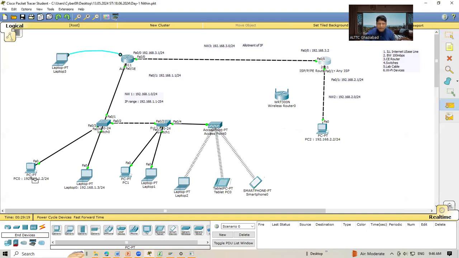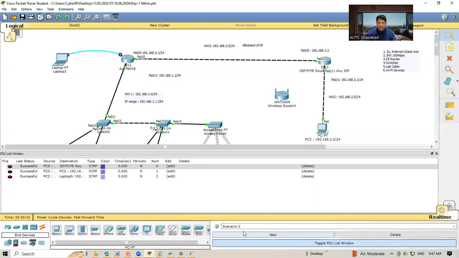So now we can try from this router, and this is successful. From this computer to this computer, this is successful, and the same is successful the other way.